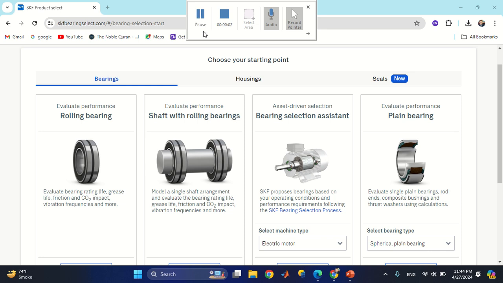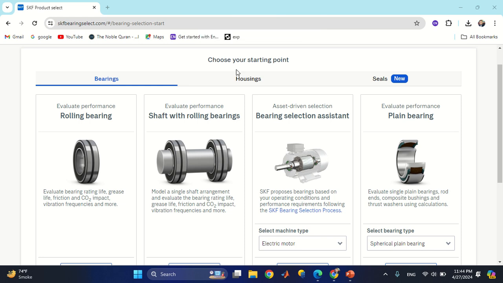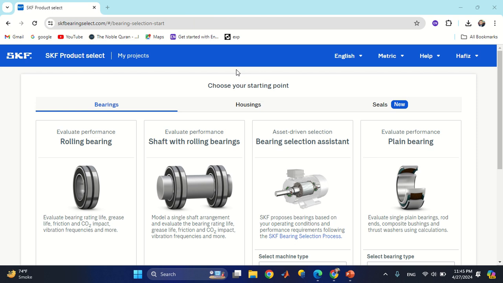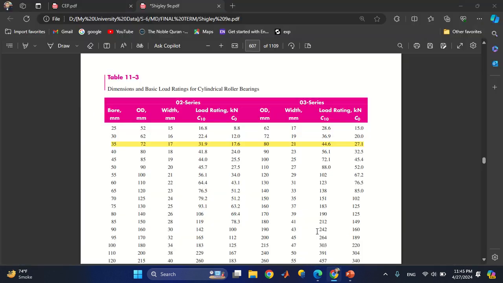Okay, so let's discuss how to do the analysis on the SKF Product Select, which is the official website for selecting bearings by finding the reactions, the friction forces, the lubrication, and the like. I have already done the analytical calculation. I want to show you.